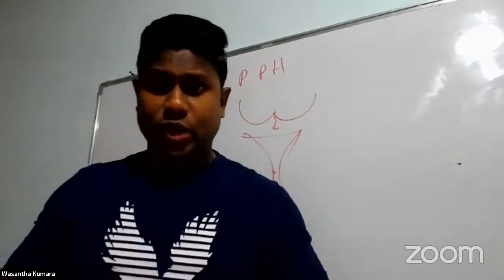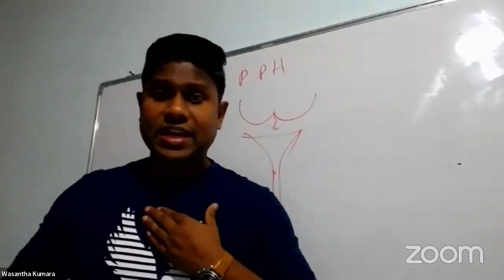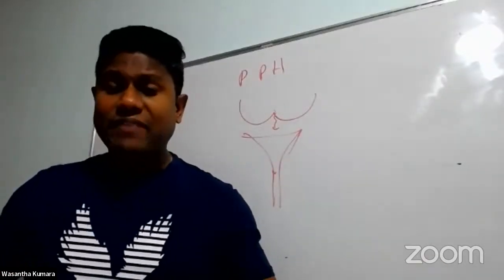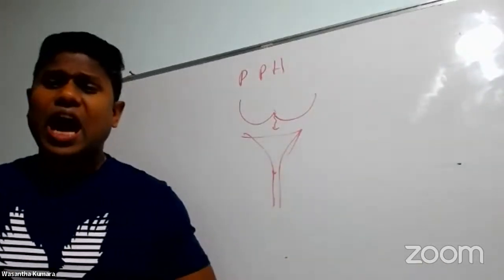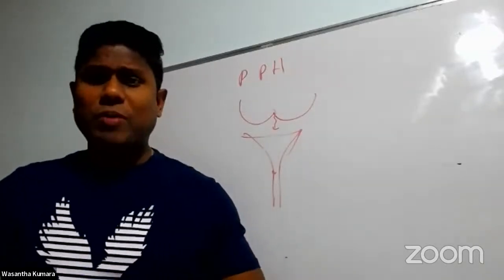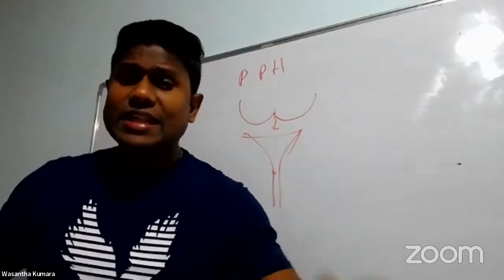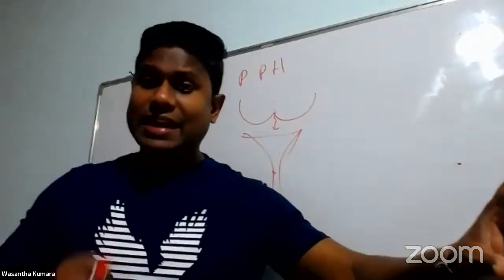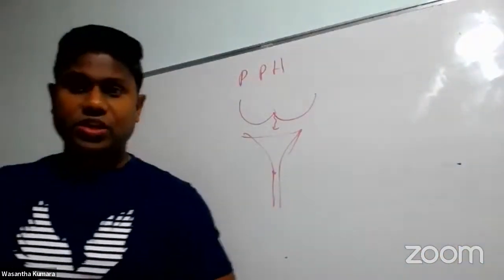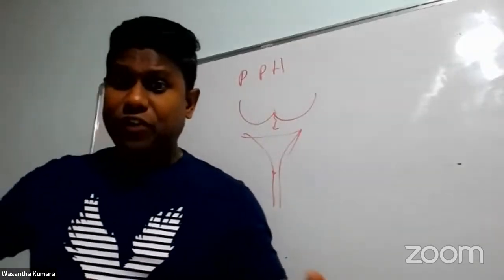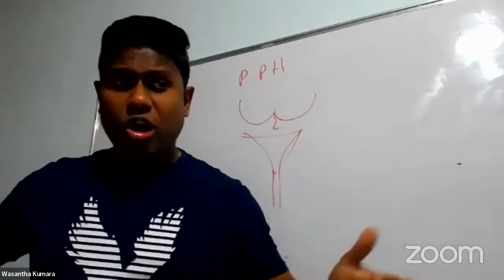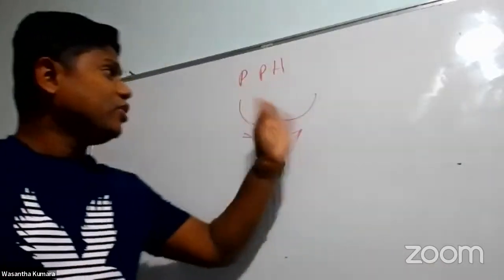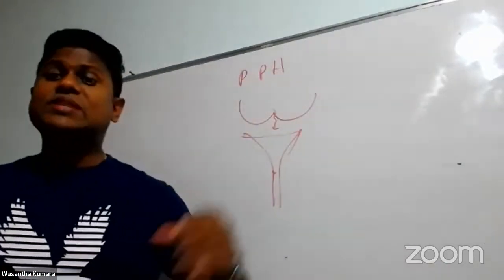This is a clinical assessment. If you have some understanding or experience of labor and delivery, you know how much a patient can bleed after delivery. If you think this patient is bleeding more than the normal amount, that decision is enough to say this is postpartum hemorrhage. The amount doesn't matter, but if you think the patient is bleeding more than normal, then it's a postpartum hemorrhage. But theoretically, it is 500 ml of loss.